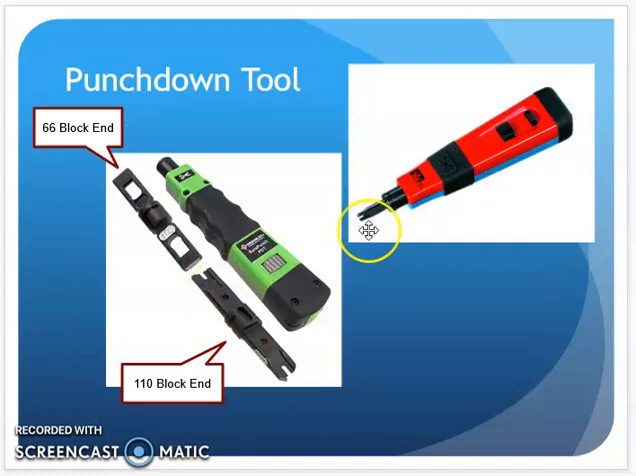Here is the punchdown tool that you would use to terminate those. Here is one here. This is similar to what we have in our lab room, and here's a close-up of one. These blades that go in, you can slide them in and twist lock them in place. Here's a blade that would terminate to the 66 block, and here's a different blade you can snap in to terminate to the 110 block.